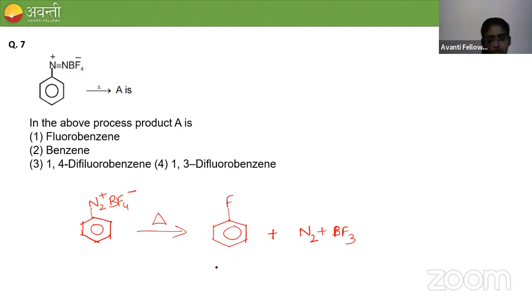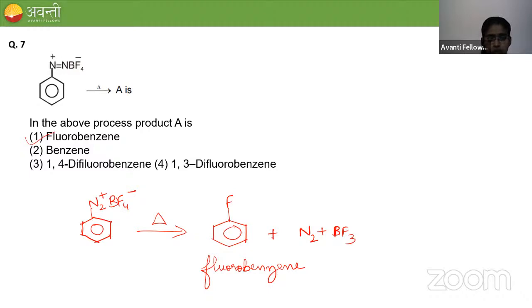So what is the name of this product? It is our fluorobenzene. So we are getting fluorobenzene on decomposition of this C6H5N2BF4 minus. So it is given in option 1. That is the correct answer. Okay.